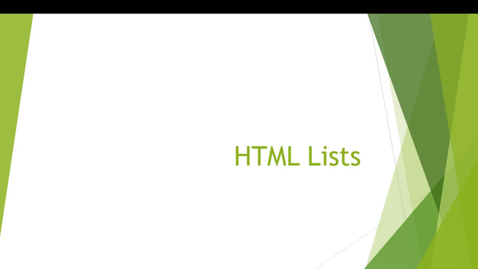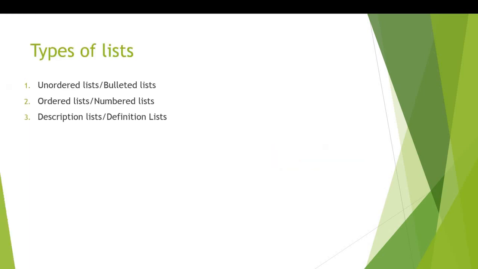Good morning everyone. Today we are going to discuss lists in HTML. Lists are used to specify lists of information. Three types of lists: unordered list, also known as bulleted list; ordered list, also known as numbered list; description list, also known as definition list.